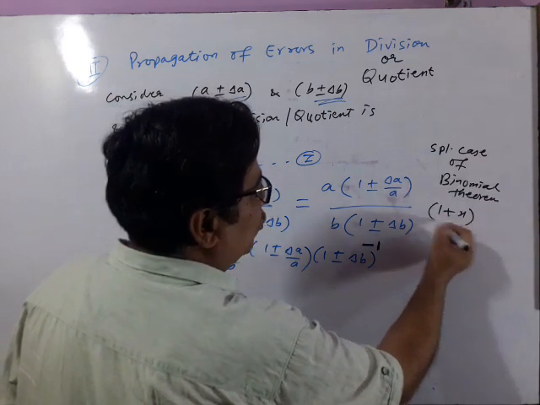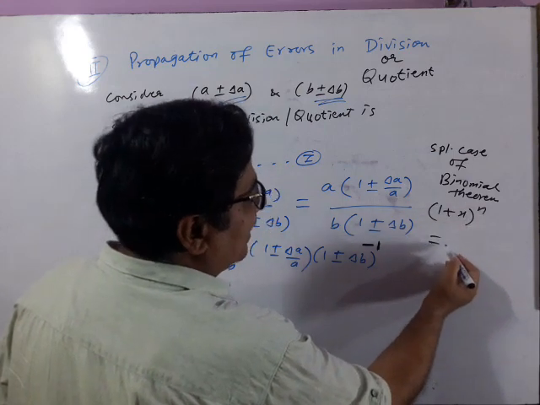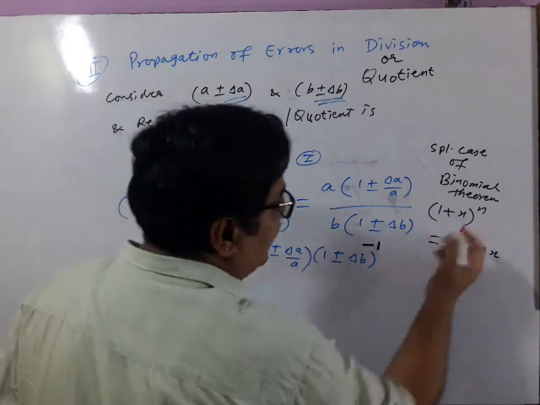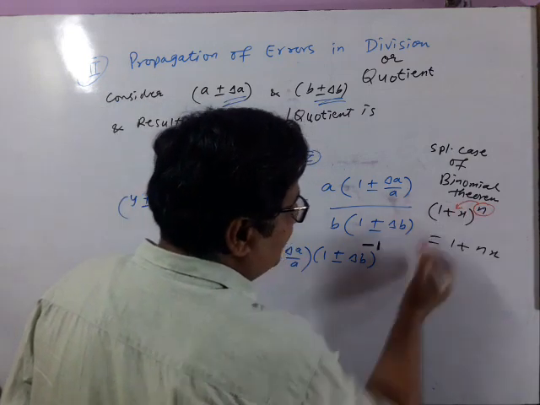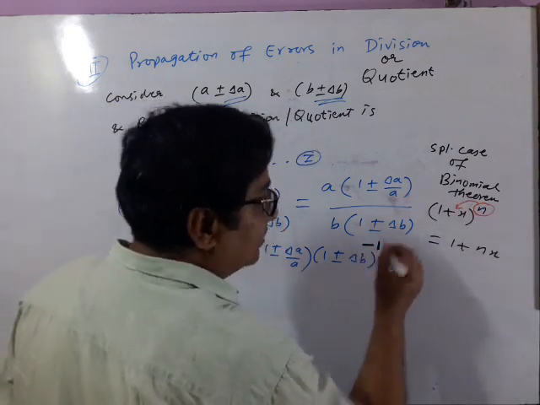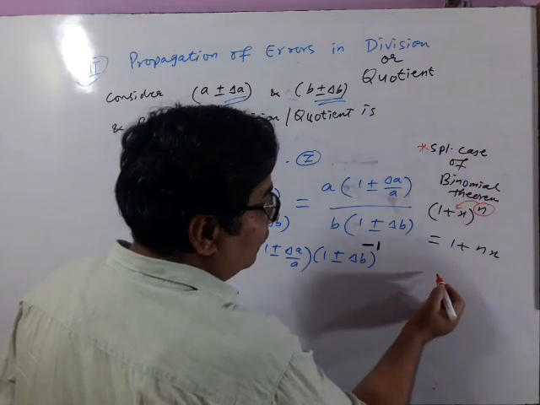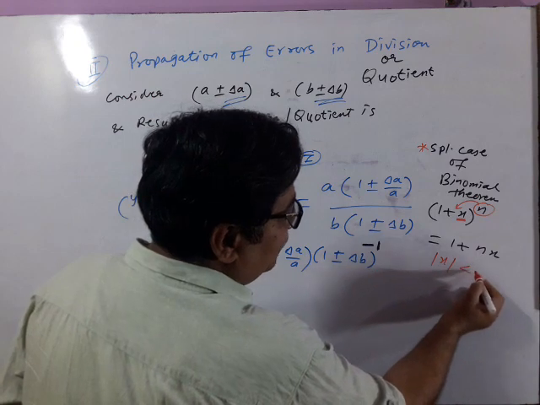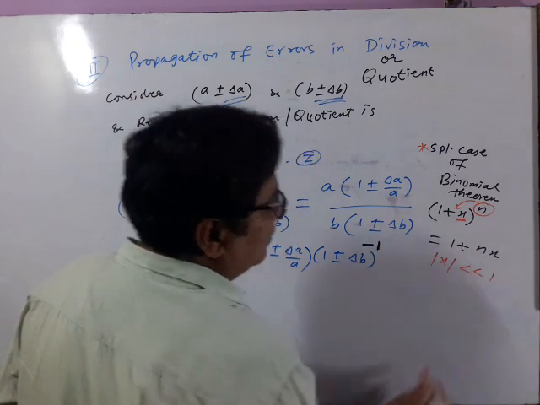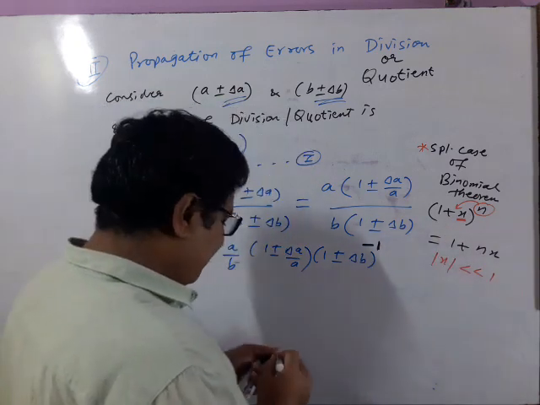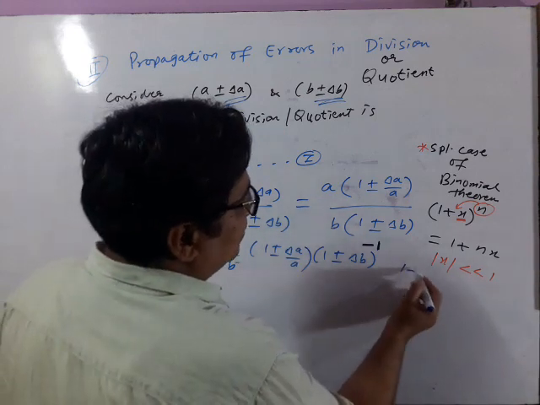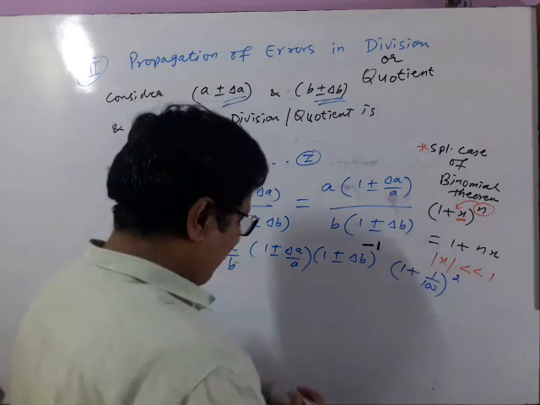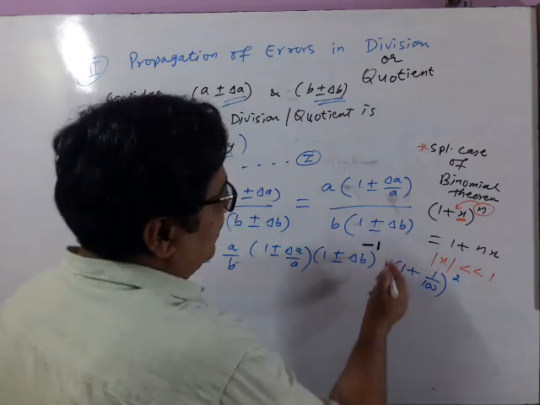1 plus x whole power n can be written as 1 plus nx. We may multiply this power with this under condition. This is special case only. Now what is the condition? This x should be very, very less than 1. For example, if I write 1 plus 1 by 100 whole square, how to simplify this?